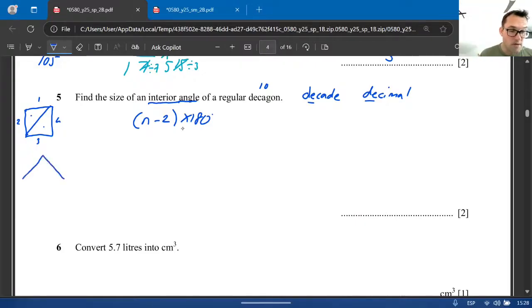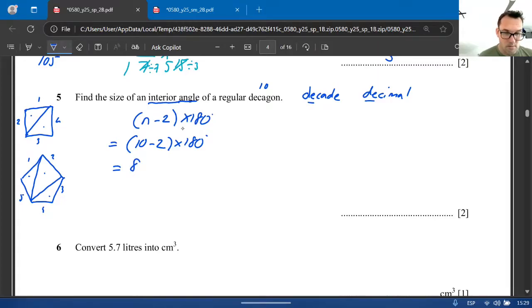If you take a pentagon and you draw diagonals without crossing, it's got 5 sides. 5 minus 2 is 3 triangles. So a pentagon is 3 times 180. So for the decagon, it's 10 minus 2 times 180. Now we need to do this without a calculator, which will be 8 times 180.